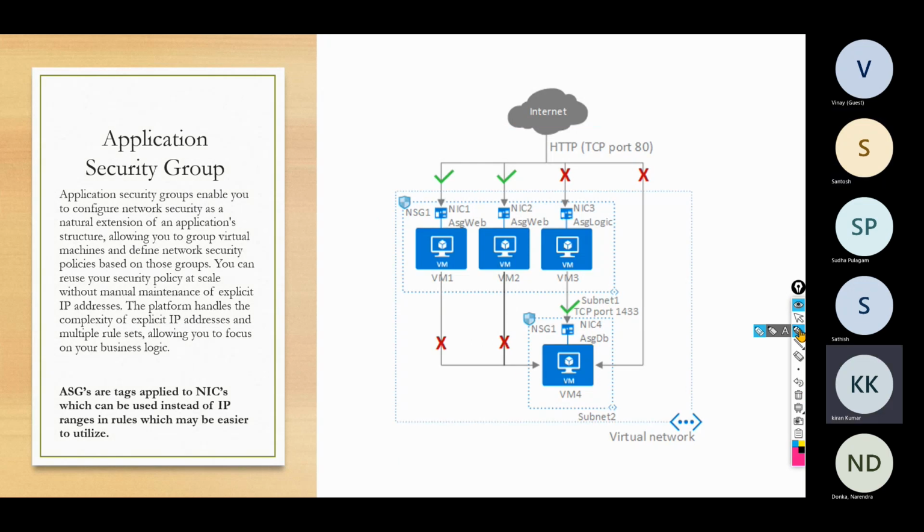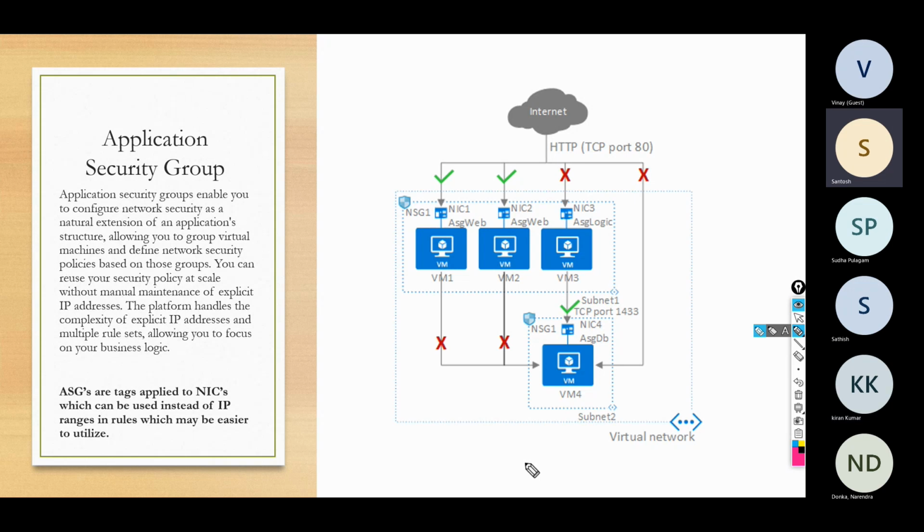VM1 and VM2 can access the internet. VM3 and VM4 are not able to access the internet because some rule is applied. Internally, VM3 and VM4 can communicate. But VM1 and VM2 cannot communicate to VM4. Totally wrong, what you people are saying.